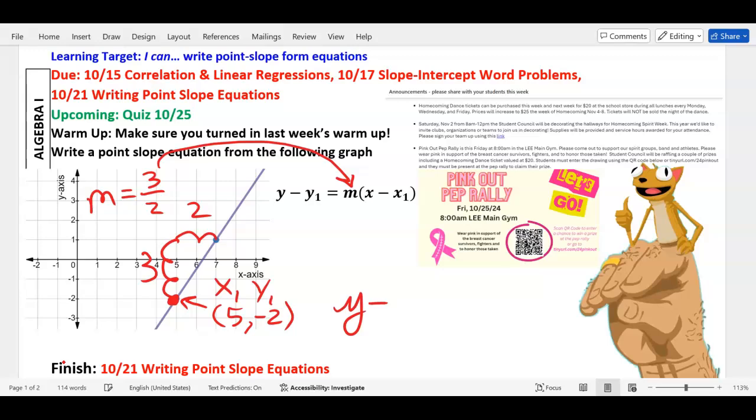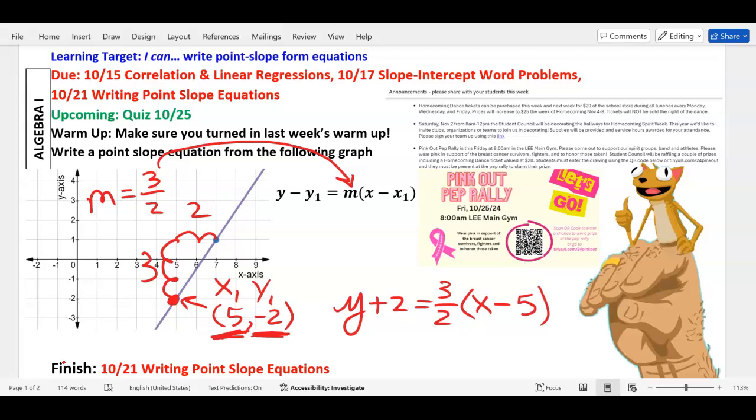Y minus, what's y1? What's the y value of this point? -2. So I already have a minus, and then I got to put -2. Does everyone know minus a negative turns into a plus sign? Okay, so minus a negative means it's going to be a +2 equals M, but we know M is 3 over 2, parentheses, X minus, and what's X1? 5.